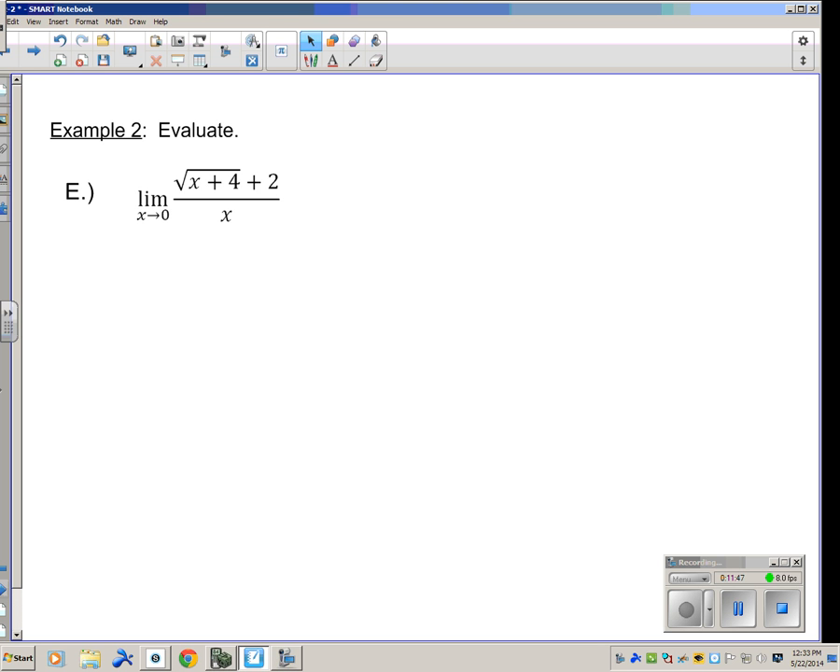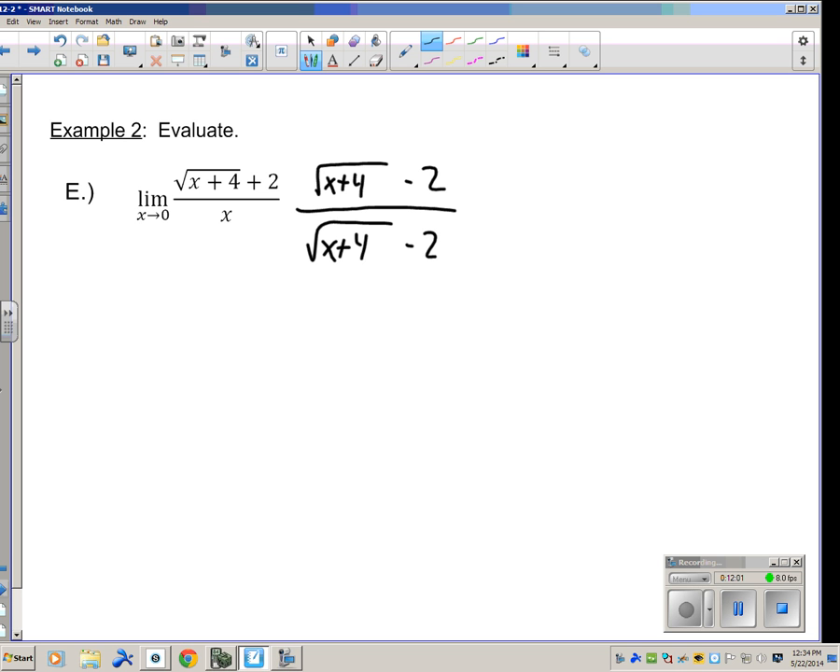Again, I can't use direct substitution. I'm going to have to rationalize my numerator. So I'll have to multiply the numerator and the denominator by the square root of x plus 4 minus 2. So doing that, I can FOIL this out. Square root of x plus 4 times the square root of x plus 4, they cancel each other out, so I just get x plus 4.